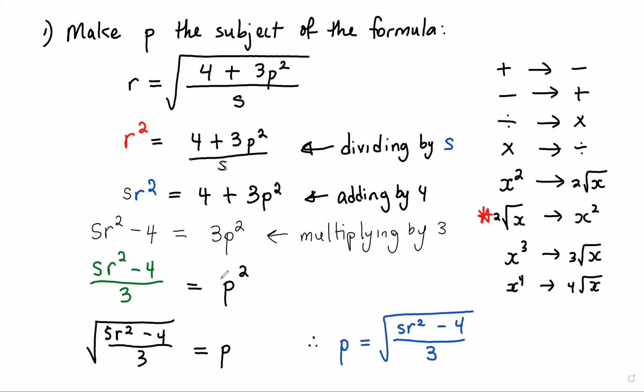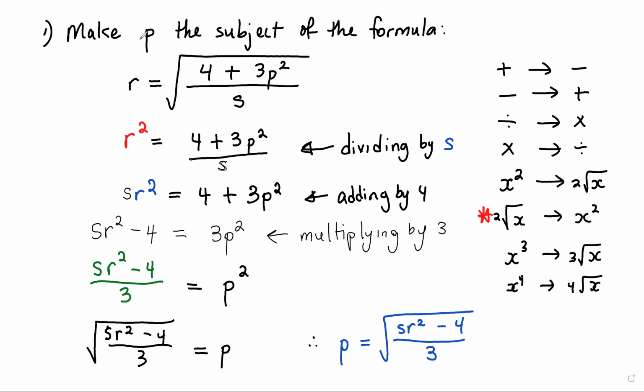Now you're left with SR squared minus 4 divided by 3 is equal to P squared, and the opposite of squaring is taking the square root. So you'll have the square root of SR squared minus 4 all over 3 is equal to P. So you just have to think about it in terms of doing the opposite, guys. Doing the opposite, and doing it piece by piece by piece, right? The last thing that you would end up with is the operation that is next to the term that you're trying to make the subject.